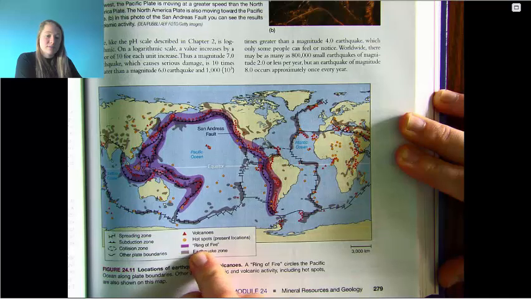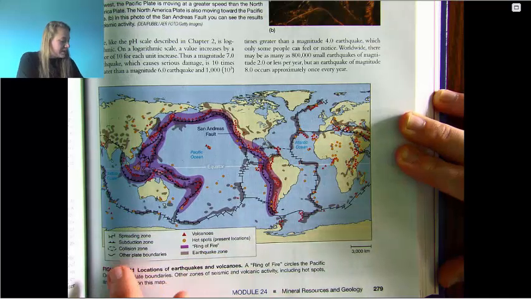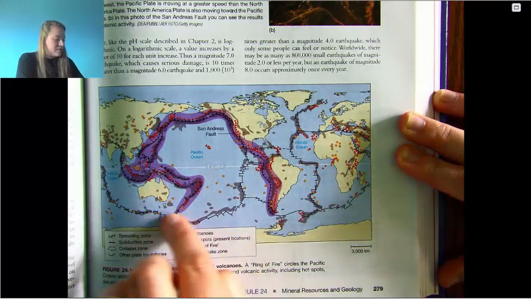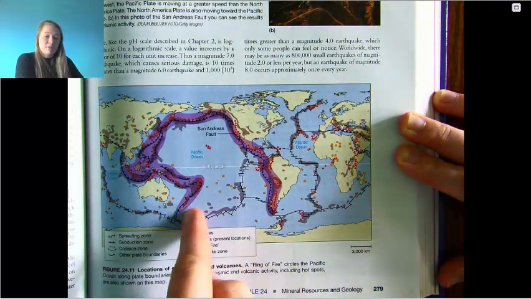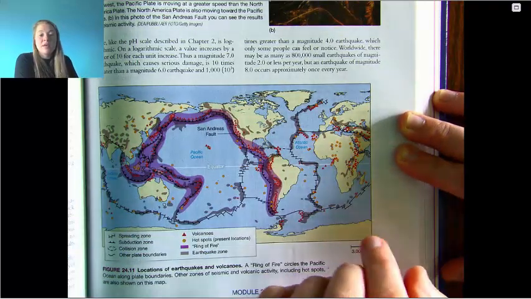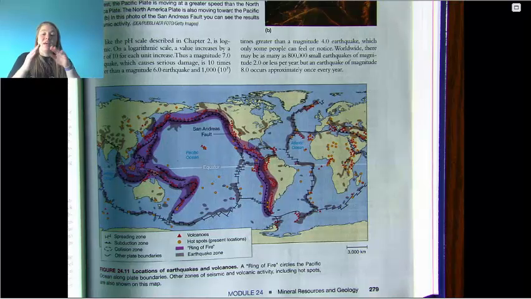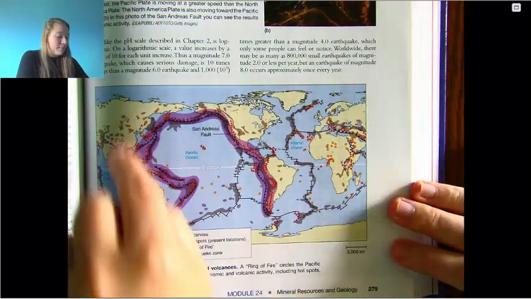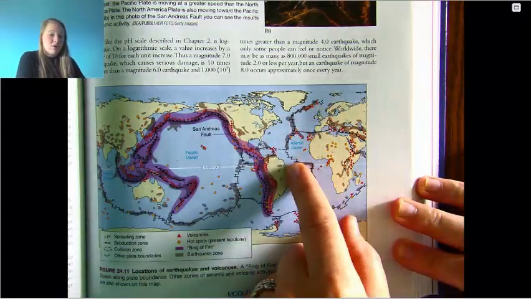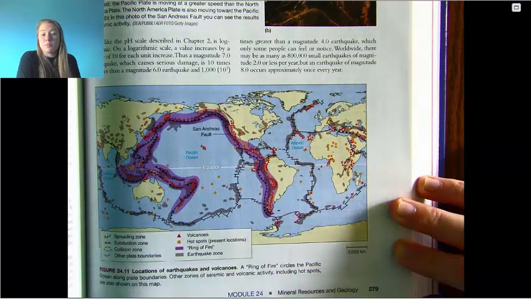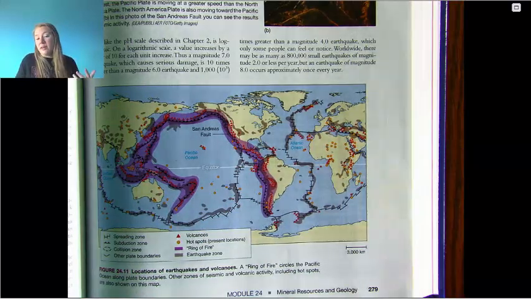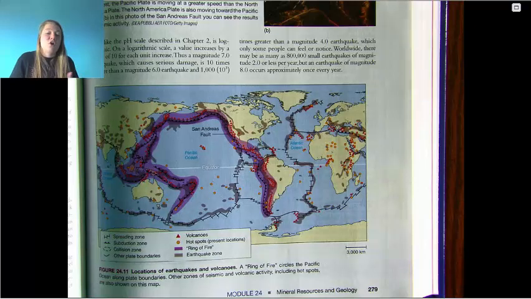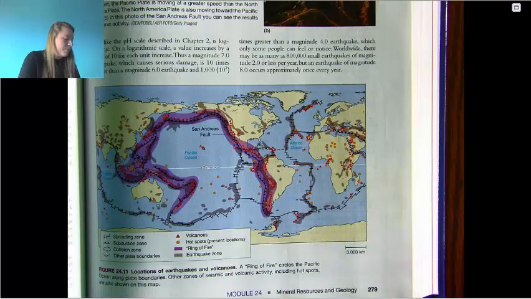Now, earthquakes are in this shaded gray area. It's also within that ring of fire, so within that purple area. That's where earthquakes take place. Looking at this map, that's all along fault lines for the most part. Now there are some spots that are not near a fault line that experience earthquakes, and that's for a variety of other reasons that we're not going to get into right now.